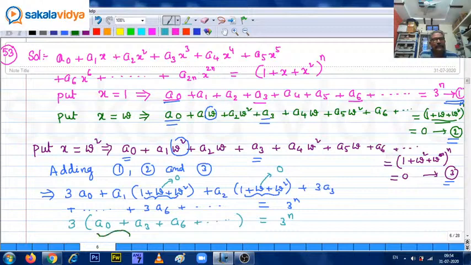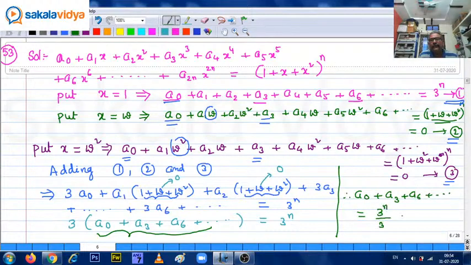We want the sum of these coefficients. So that is given by a0 plus a3 plus a6 and so on, which equals 3 raised to n upon 3. This equals 3 raised to n minus 1.